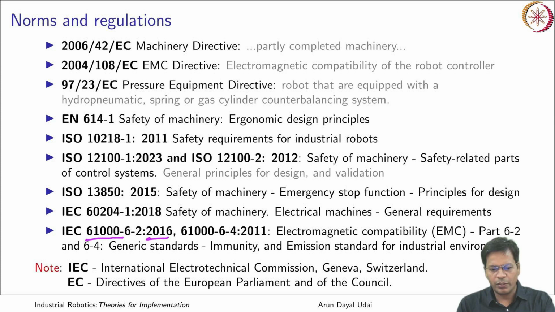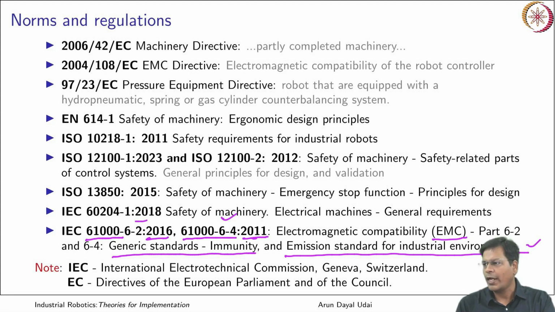Okay, and then you have IEC 61000-6-2, that is in 2016, and 61000-6-4 in 2011. So they basically discuss electromagnetic compatibility EMC guidelines. Okay, the generic standards for immunity and emission standards for industrial environments. So both of them are discussed in these two standards. So what is IEC? Basically, IEC is the International Electrotechnical Commission, that is there in Geneva, Switzerland. It was founded in London, UK, and later on its headquarters moved to Geneva, Switzerland.